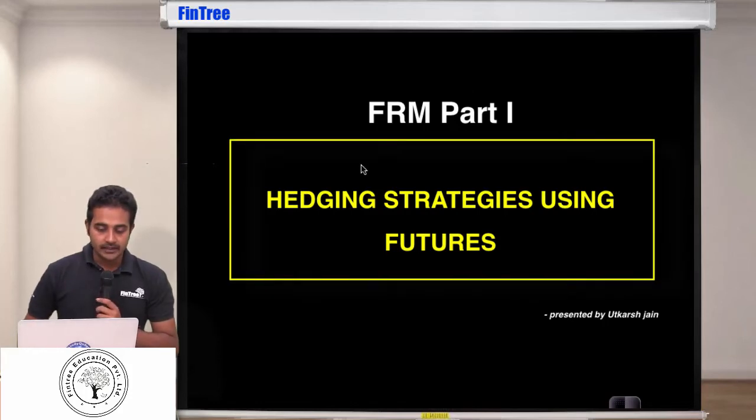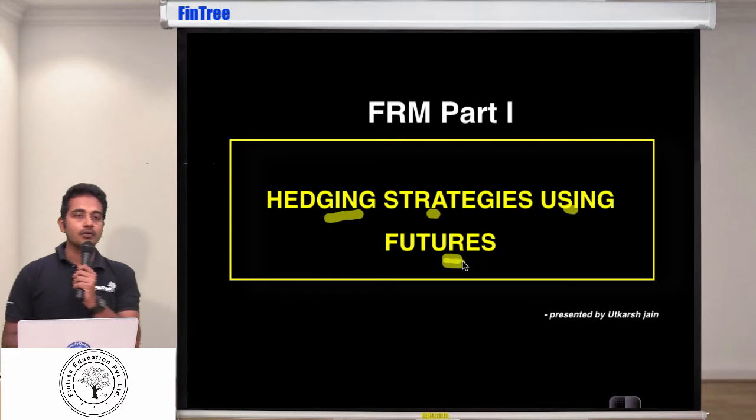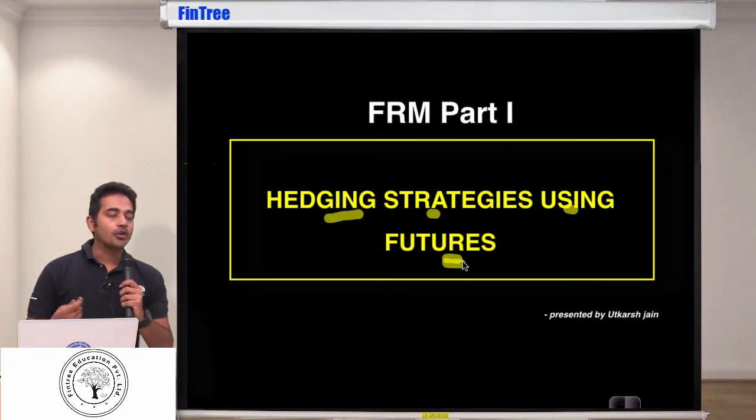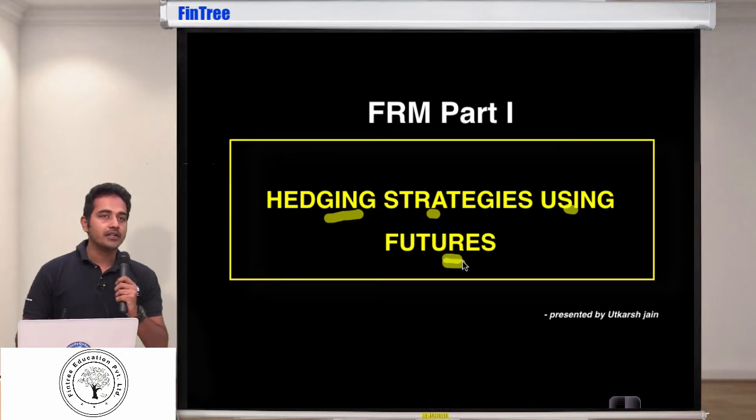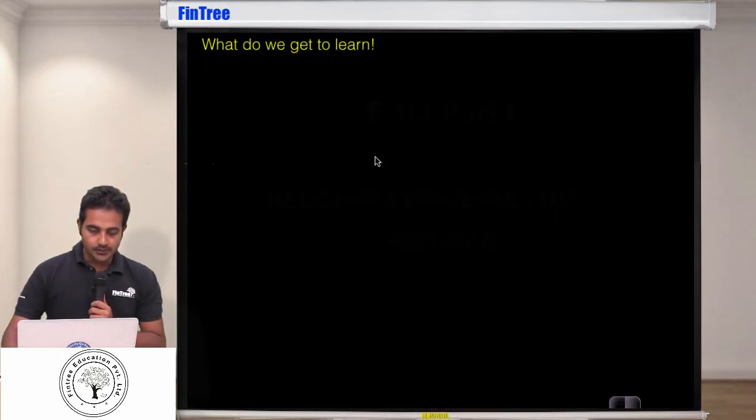So the name of the reading is Hedging Strategies Using the Futures Contract. Can anyone help me understand what we should be thinking of as hedging? Minimizing or mitigating your risk. So these are the learning outcomes.